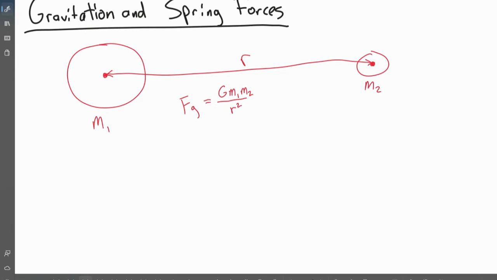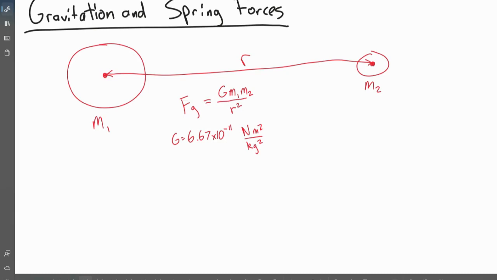Capital G is called the universal gravitation constant. G is equal to 6.67 times 10 to the minus 11 newton meters squared per kilogram squared. That is on your equation sheet. You will never have to memorize that. It's always on your equation sheet, and I will always give it to you anytime you need it.